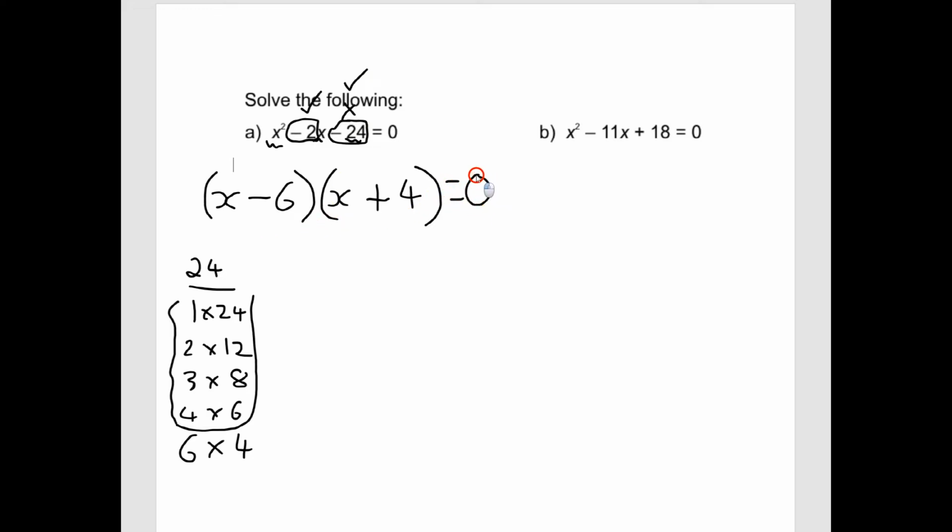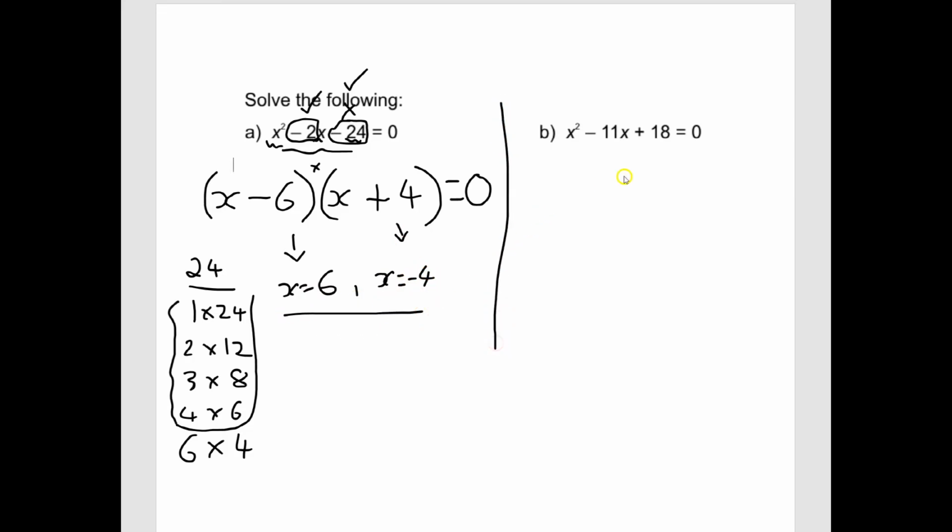Now, if the expanded form equals 0, so does the factorized form. So I have this expression, x minus 6 times x plus 4 is 0. If x minus 6 is 0, x would need to be 6, so I flip the sign to get x equals plus 6. Similarly, if x plus 4 is 0, x would have to be minus 4. And those are my answers.